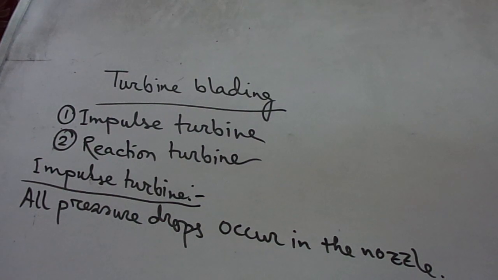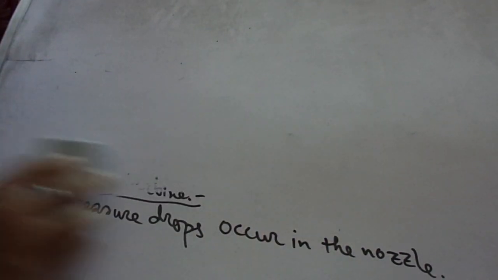Here, one is the velocity diagram and another one is the pressure diagram. First, steam enters the nozzle at pressure P0 with a velocity V0, undergoes its expansion to pressure P1 with a velocity increase to V1.